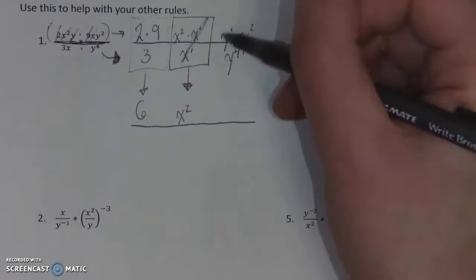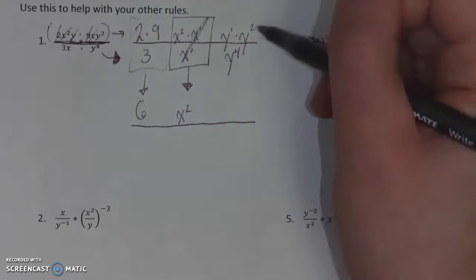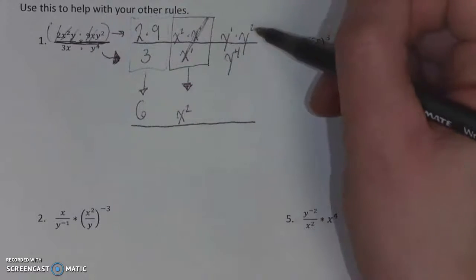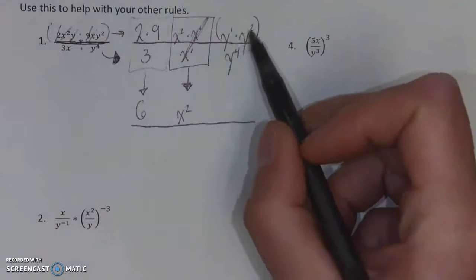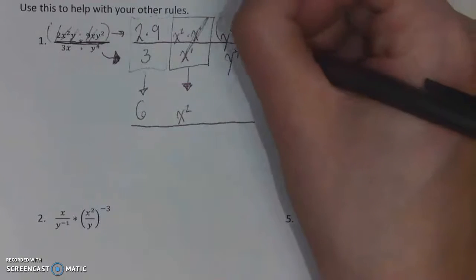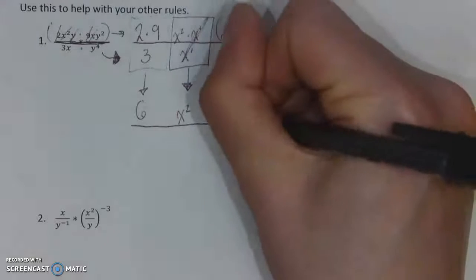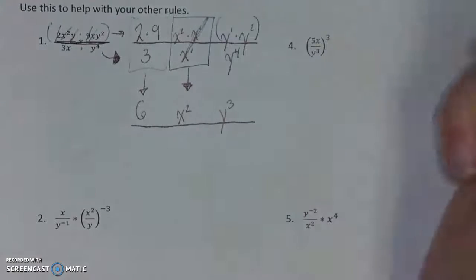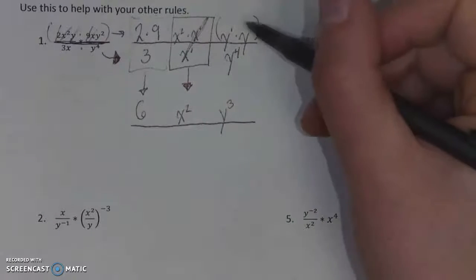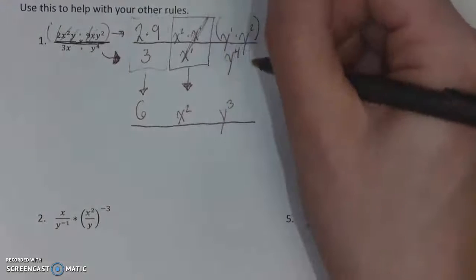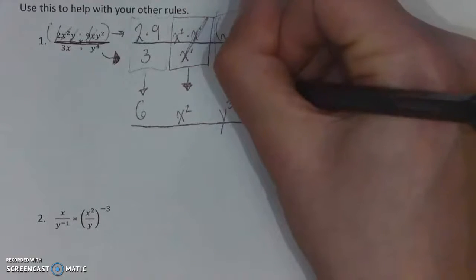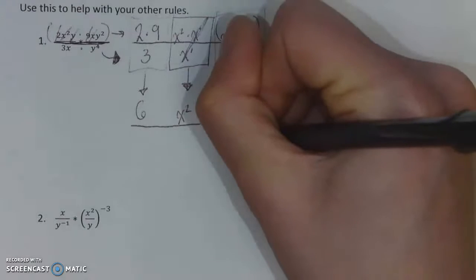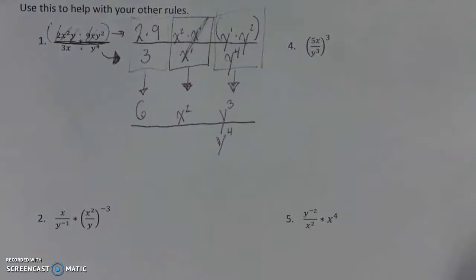I can't cross anything out because they all have different powers. But what I can do is combine my powers. So instead of y to the first times y to the second, I can remember that when I multiply, I just add my exponents together, and that gives me y to the third, 1 plus 2. On the bottom of this fraction, I still have y to the 4th. That has not been dealt with yet, and that's okay, because I can simplify that in the next step.